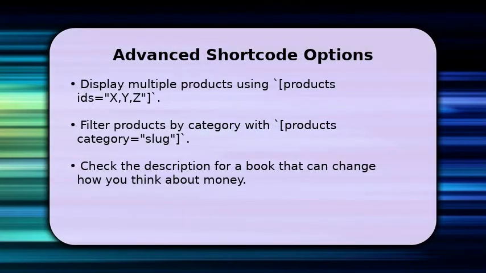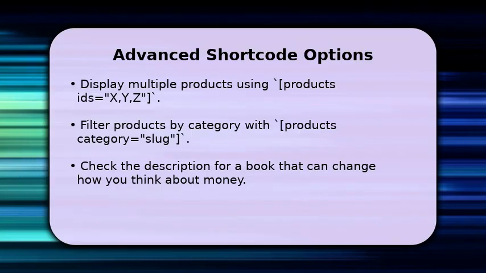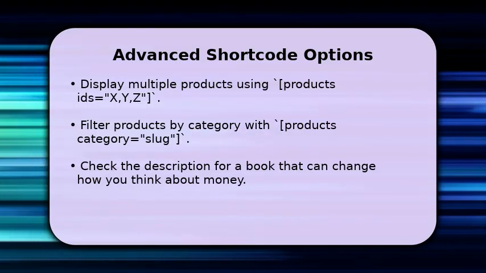Beyond single products, you can display multiple items using products IDs equals X, Y, Z, separating IDs with commas. You can also filter by category using products category equals your category slug to show all products from a specific group. Experiment with these options to create diverse product showcases.